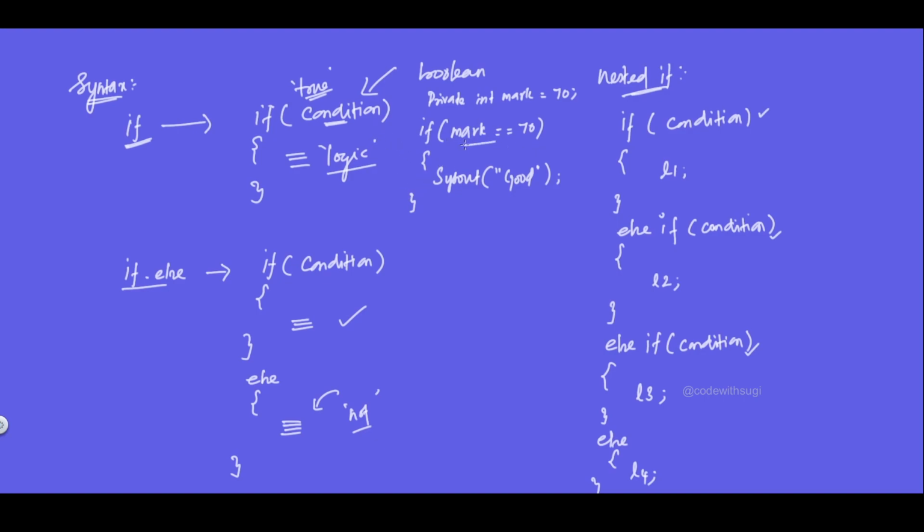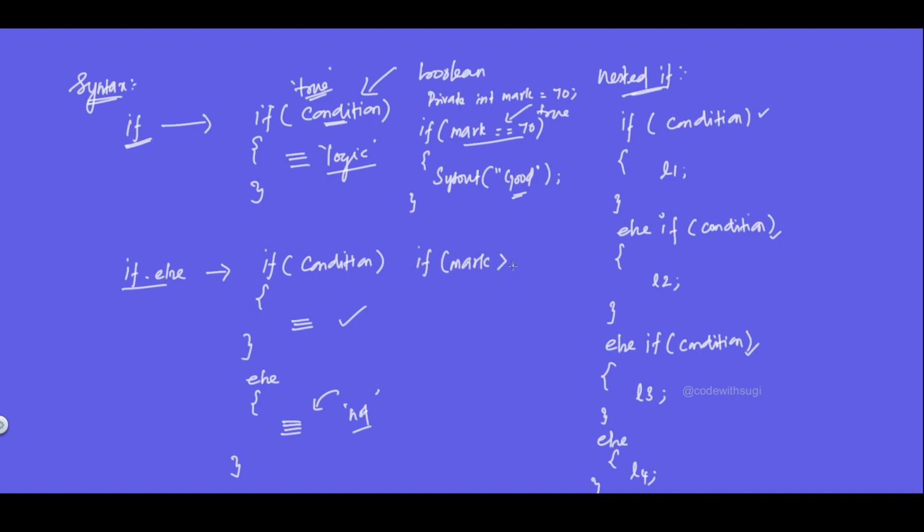Here, mark equal to 70, this is the condition. If the mark equal to 70, then we will print good. So if you see, finally at the end of this expression, we will get a true here, because mark equal to 70 is true. Yes, it's true. So that's the reason it will allow you to print good. Finally, if the condition evaluates true, then we will execute the logic inside the if condition. Fine. Now we're going to take the same example for if else also.